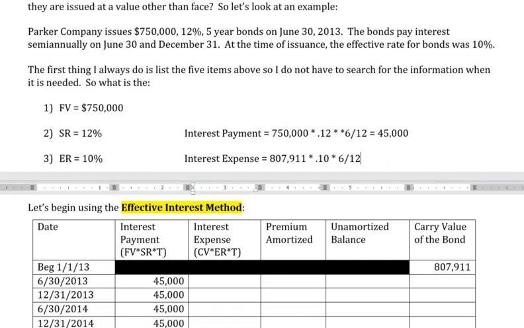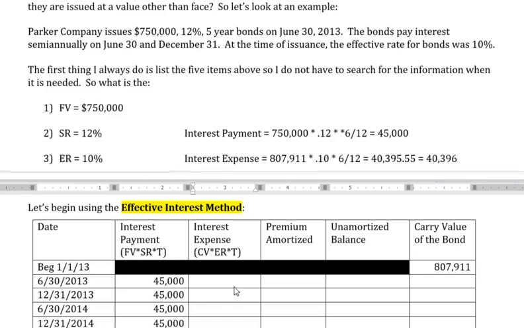40,395.55. Let me double check my math. So 807,911 times 10% times 6 over 12, or half. So basically it's 5%. I get 40,395.55. We're going to round, so 40,396.